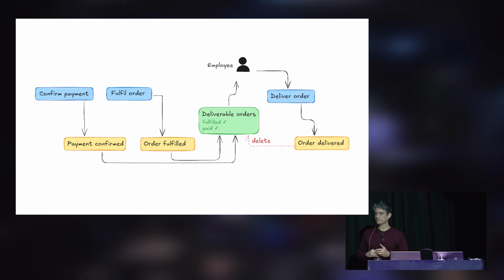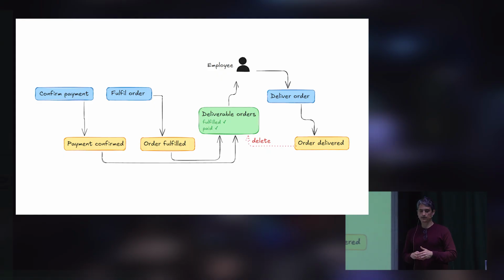So here, what I need, the new feature is that, okay, I can confirm the payment. I can also fulfill the order. But now I want to listen to those two things. And once an order is both paid and fulfilled, I want to put it in a list of orders that are ready to deliver back to the customer.